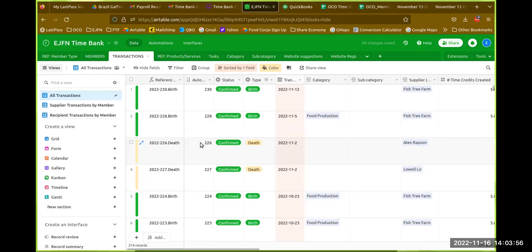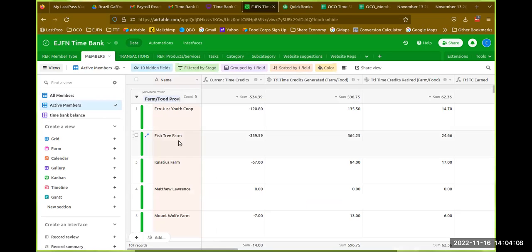But this is where everyone's time credits are logged and kept track of. And you can see here, I'll show you Fish Tree. Look, I am 339 time credits and 59 minutes in debt to the Equal Just Time Bank. And the youth co-op is in debt by 120 hours and 80 minutes.